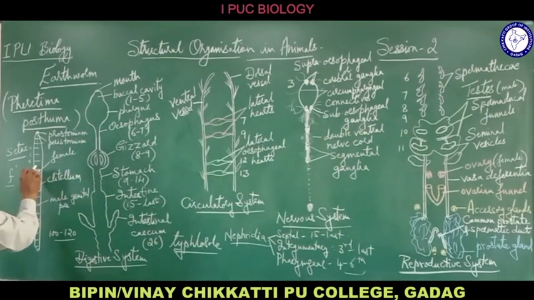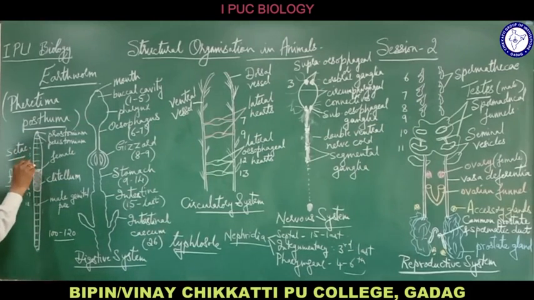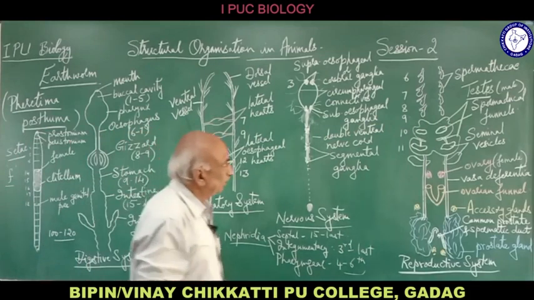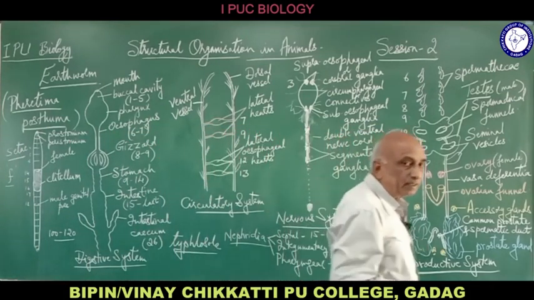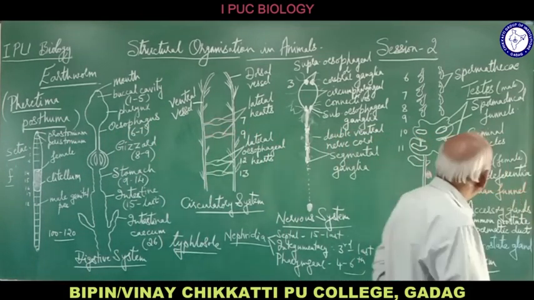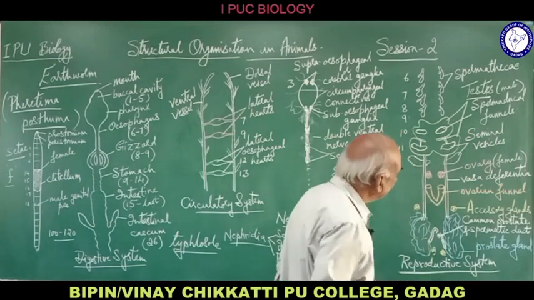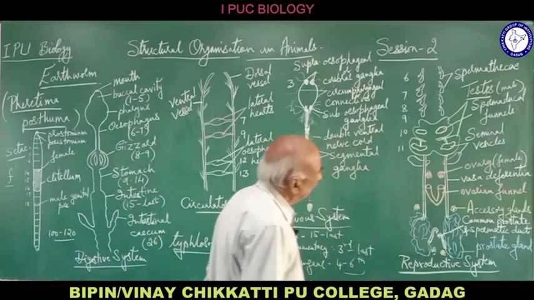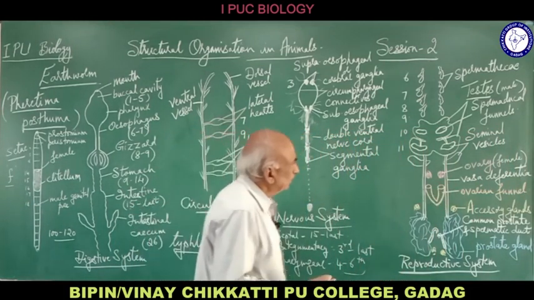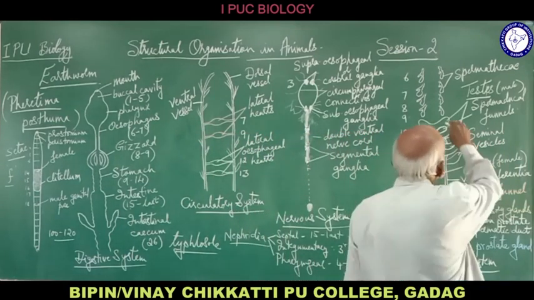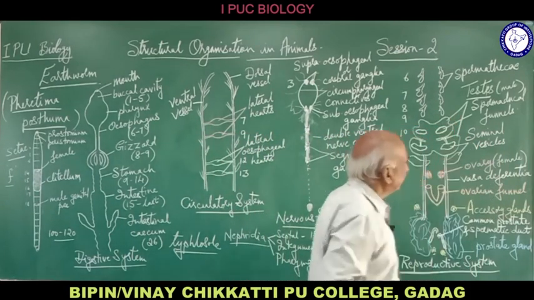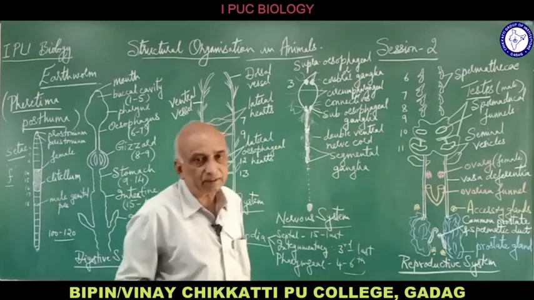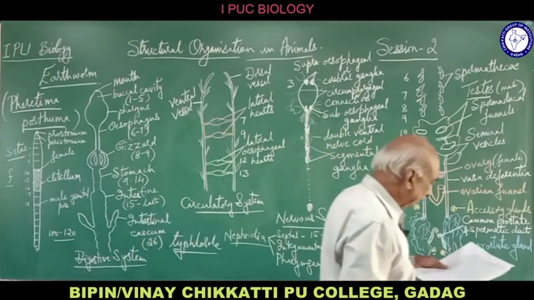So the spermathecae open in the 6th, 7th, 8th and 9th segments by small pores which receive the sperms and store the sperms. That is what they do. Next, in the 10th and 11th segments, two pairs of testis are present.